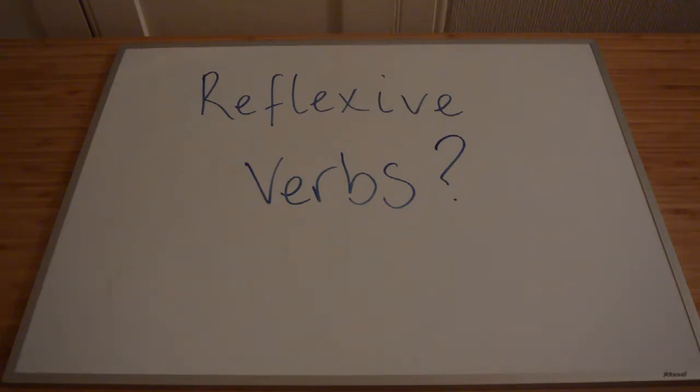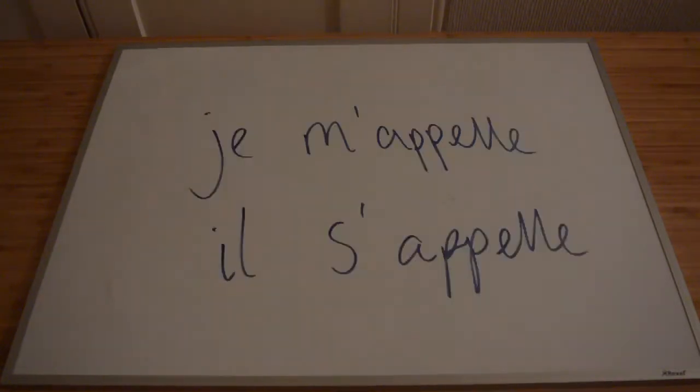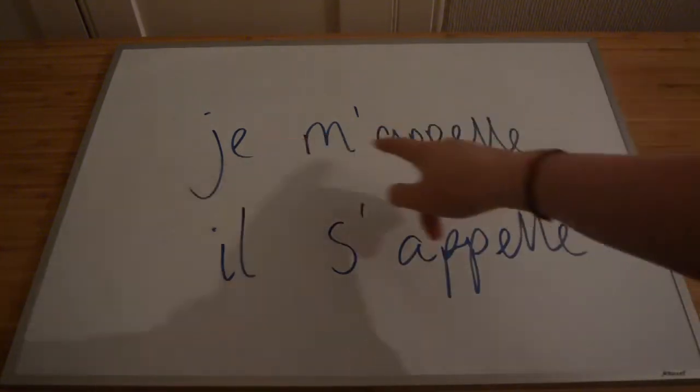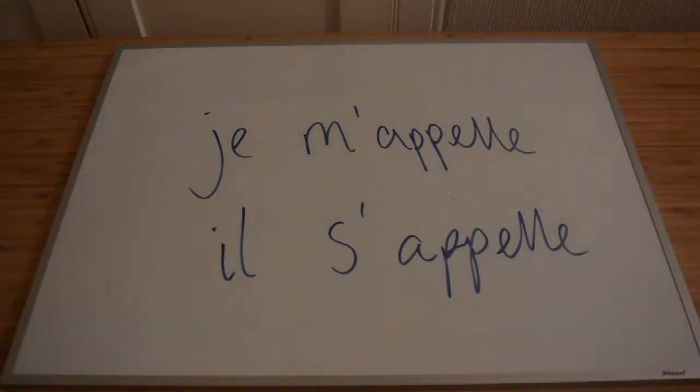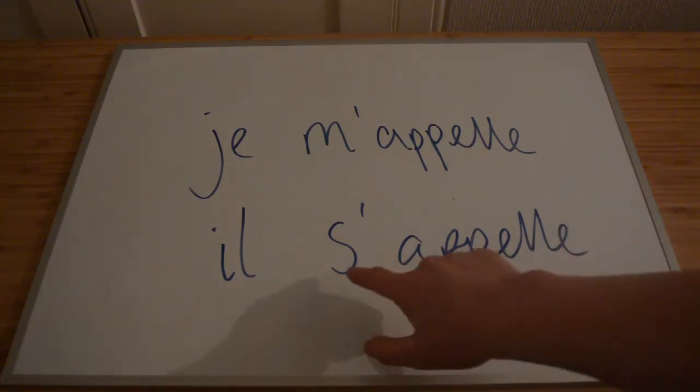Reflexive verbs describe an action done to oneself. So, for example, the verbs that we'll be looking at are to get angry with, to get on with, to have fun with. A reflexive verb that you already know is s'appeler, which means to call oneself. Je m'appelle is part of that verb, and it means I call myself. Je meaning I, appelle meaning call, and the m' meaning myself. I call myself. Il s'appelle means he calls himself. So the il is he, calls himself.